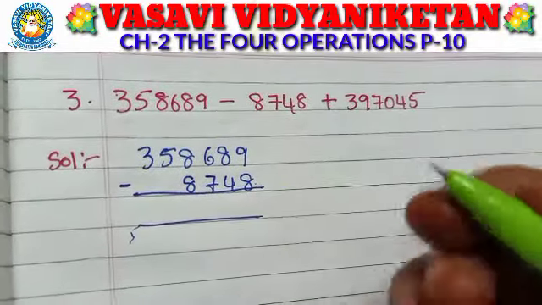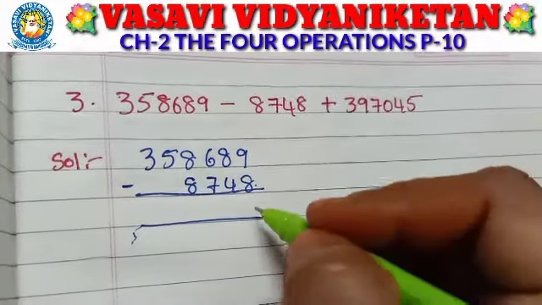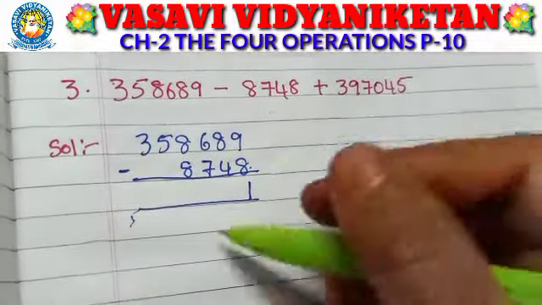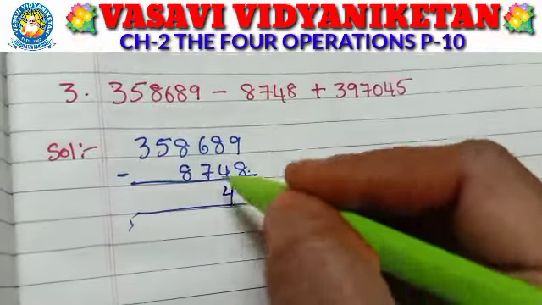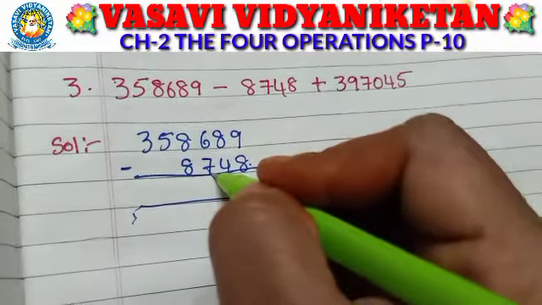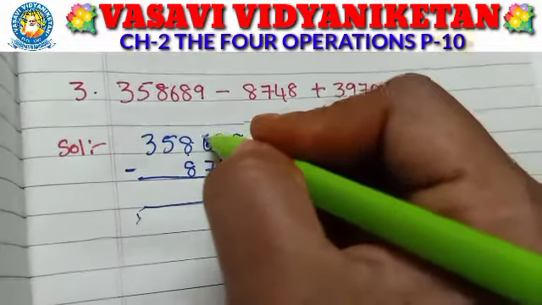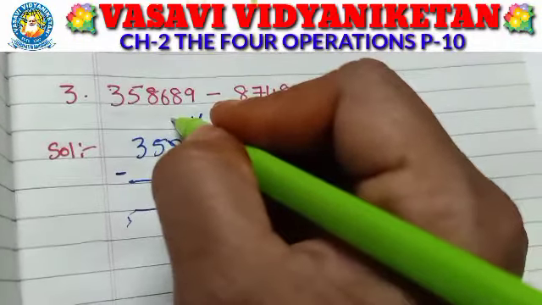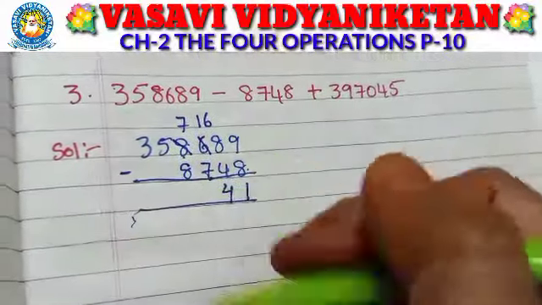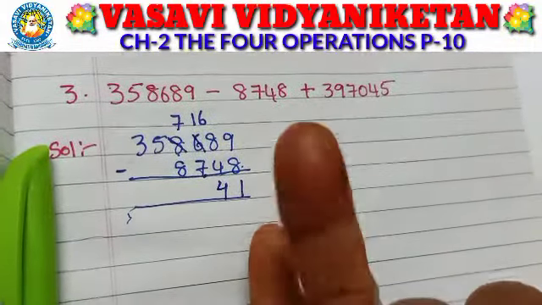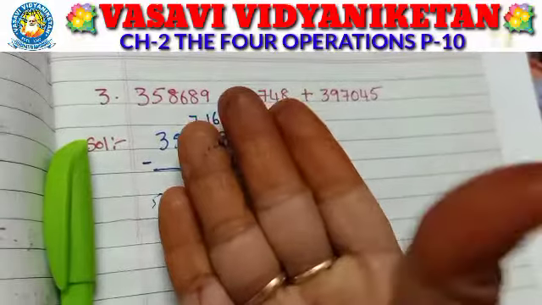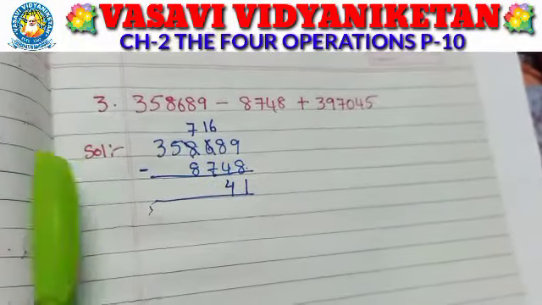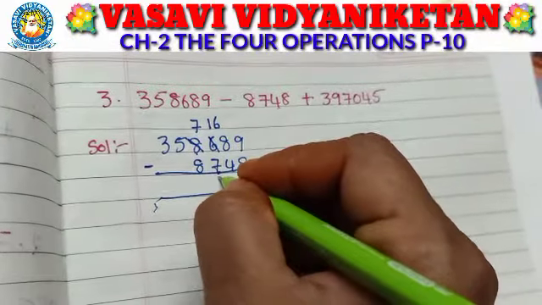So 9 minus 8. Take 9 fingers, 8 close. Remaining 1. Take 8 fingers, 4 close. Remaining 4. So 6 minus 7. Is it possible to subtract? No. What we have to do? We have to take borrowing. Here 16 come. Here 7 will come. So 16 minus 7. 7 after 8, 9, 10, 11, 12, 13, 14, 15, 16. So 16 minus 7 equal to 9.